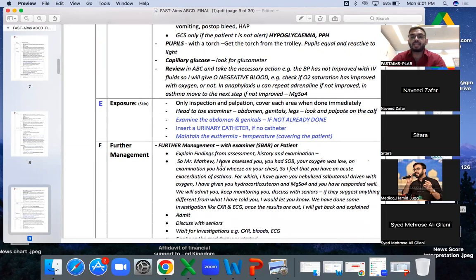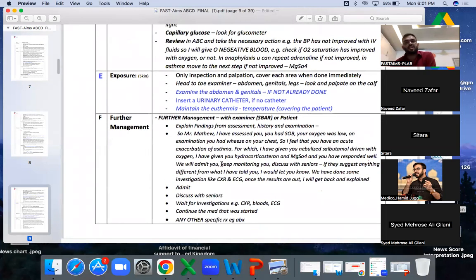Okay. Then comes the further management. The further management will stay the same for all, except a few things you will change. You need to explain this finding to the patient or to the examiner. They will ask you in the scenario to talk to the patient or talk to the examiner. But you will not be talking with both. You will be talking with one. Okay. You will explain your finding.